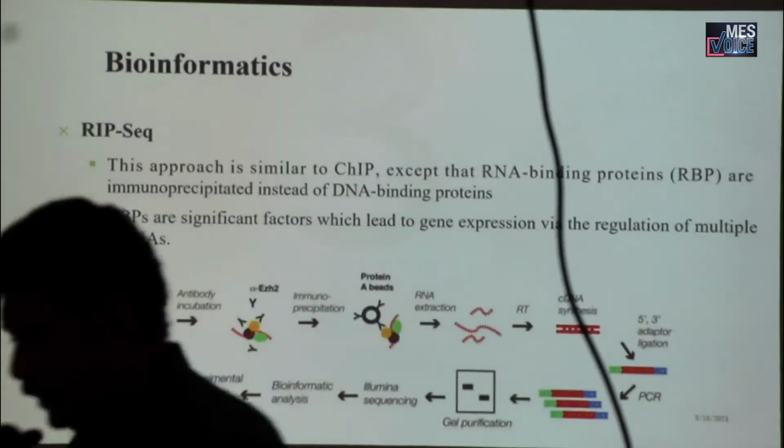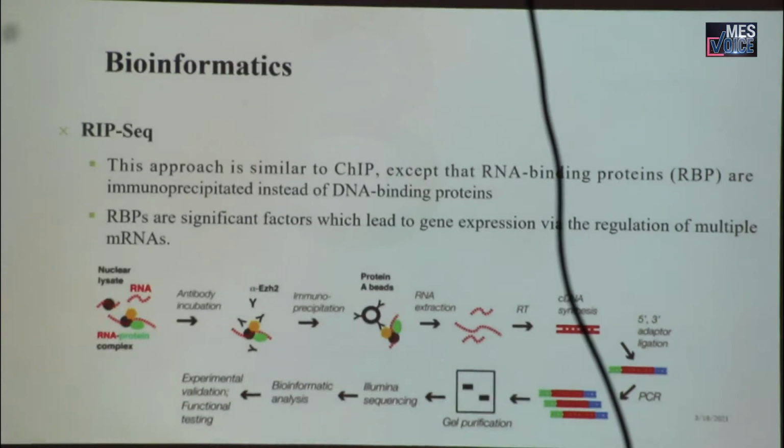Next is RIP-seq. RIP-seq is similar to ChIP-seq, but here you are studying RNA binding proteins, that is the RNA-protein interaction. In ChIP-seq you go for the DNA and protein interaction. Okay, so the method is almost similar. You have to look at the peak, and if the peak is there, that will be the binding site.